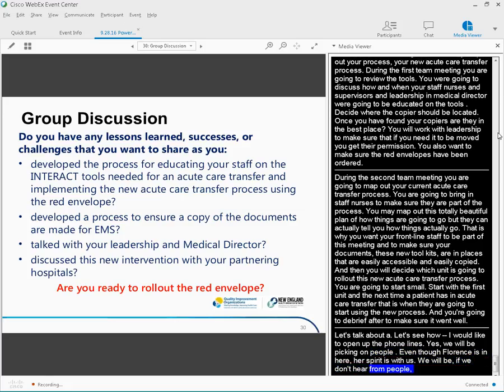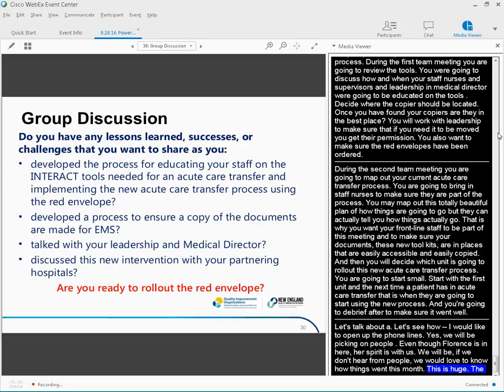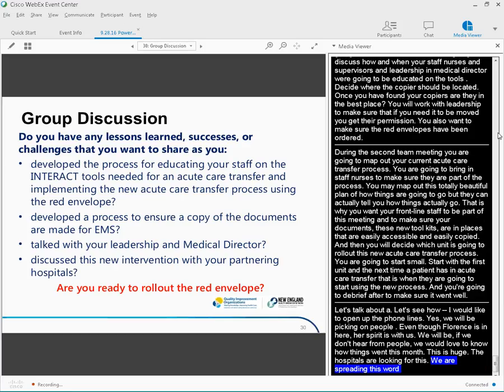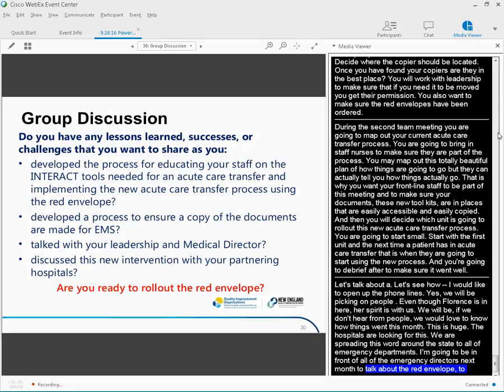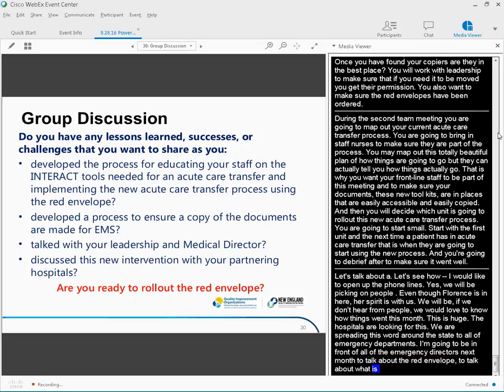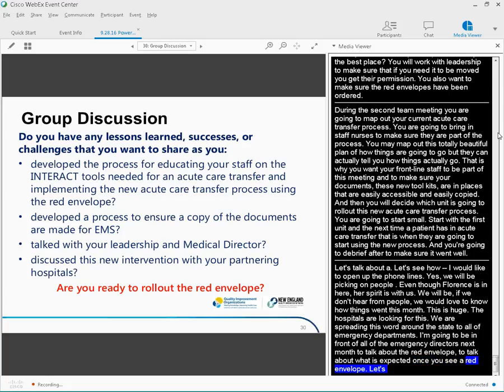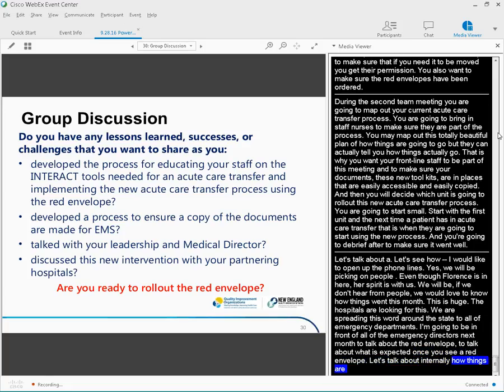The hospitals are looking for this. We are spreading this word around the state to all the emergency departments. I'm going to be in front of all the emergency directors next month to talk about the red envelope, and what is expected once you see a red envelope. So let's talk about internally how things are going with educating the staff and looking at the copiers, and are you ready to roll it out?